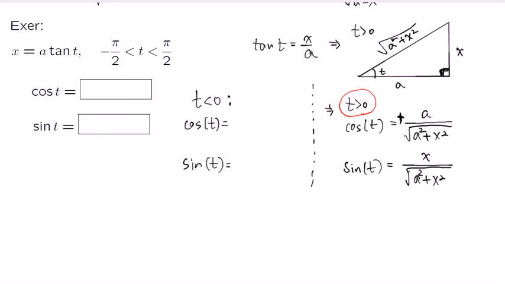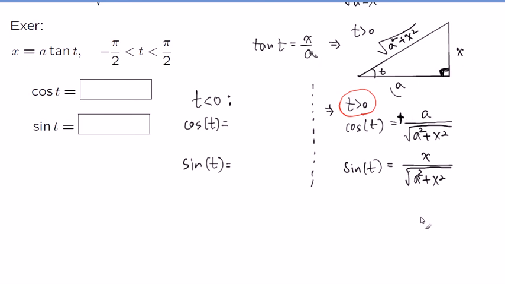I hope you got this triangle. Agree on this triangle? Tangent being x over a. x can play the opposite of this angle t. a can play the adjacent of the angle t. So the hypotenuse is the square root of a squared plus x squared. If t is a real positive angle, then cosine t is adjacent divided by hypotenuse. That's that. And sine t is opposite divided by hypotenuse. When t is positive, everything involved here is positive, so it makes perfect sense.